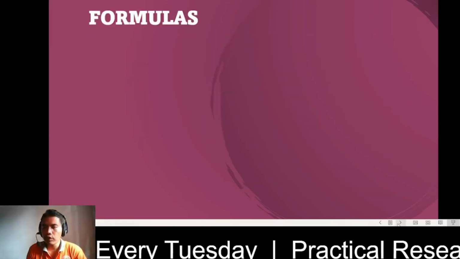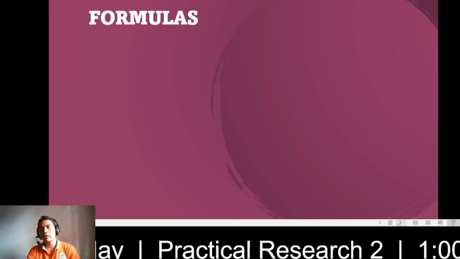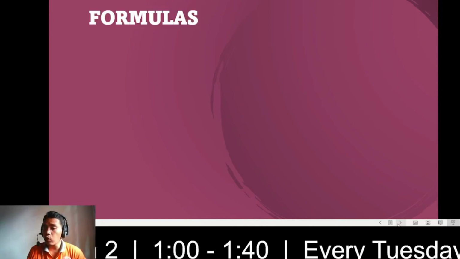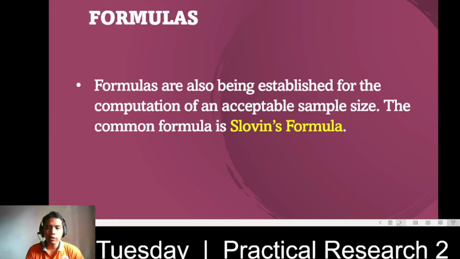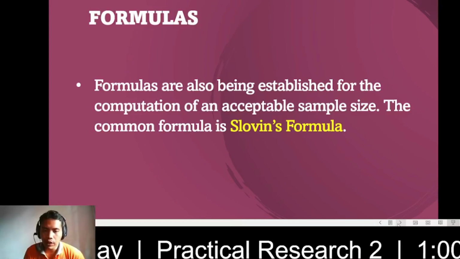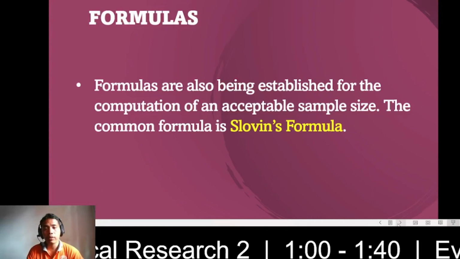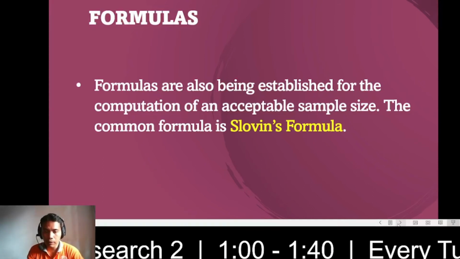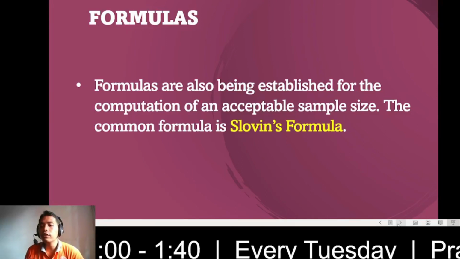So the last approach that we are going to discuss today will be about formulas. Okay, ito na yung pamamaraan kung paano natin pipiliin yung mga respondents ng ating research. Gagamit tayo ng formula. Ibig sabihin, magkukompute tayo. So let us do this as fast as we can. Formulas are also being established for the computation of an acceptable sample size. Although you can find some other formulas, at this point of time, ating pag-aaralan yung tinatawag na Slovin's formula.